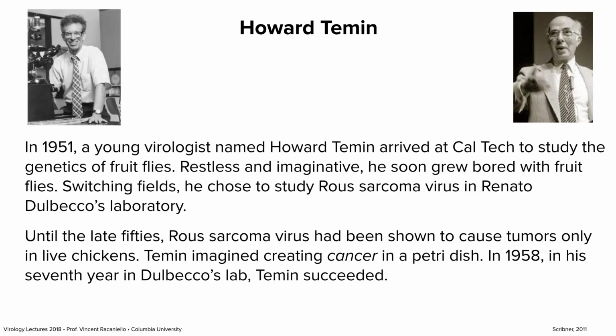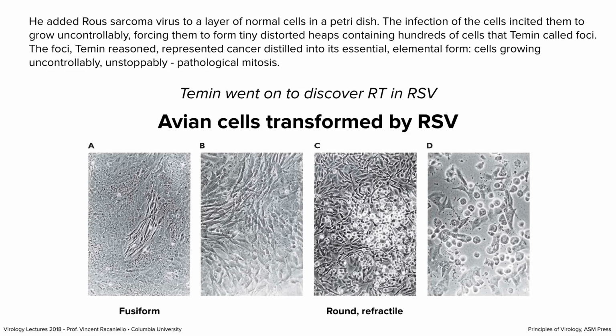So Temin wanted to somehow make what he called cancer in a dish. Not really, but he wanted to study Rous's effect in the dish. And eventually, after 7 years, he did that. What did he do? He took the virus and he added it to a layer of normal cells. Dulbecco was growing chicken cells in the laboratory. Easy to get. You take chick embryos out of eggs, take a fertilized chicken egg, crack it open, take the embryo out, chop it up, trypsinize it, put them in a dish, you have cells. He infected them with Rous sarcoma virus.